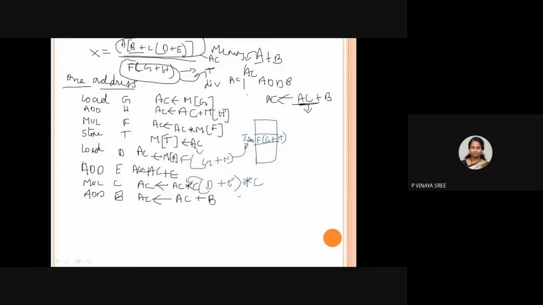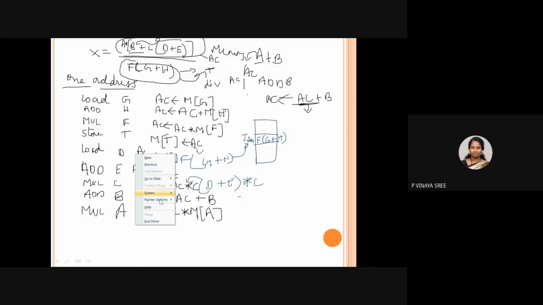Finally we need to do multiplication. So finally mul a means, again inside the accumulator we have this entire portion, which is b plus c into d plus e, multiplied with the memory location present in a. Again we are storing the entire result in the accumulator. So accumulator equals accumulator multiplied with memory location m of a.